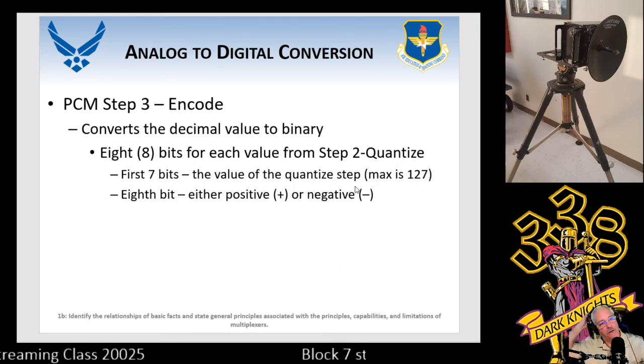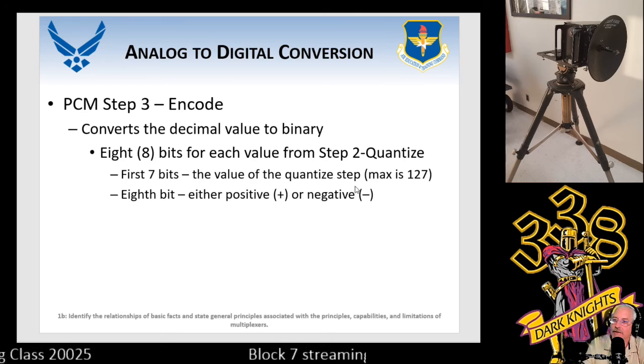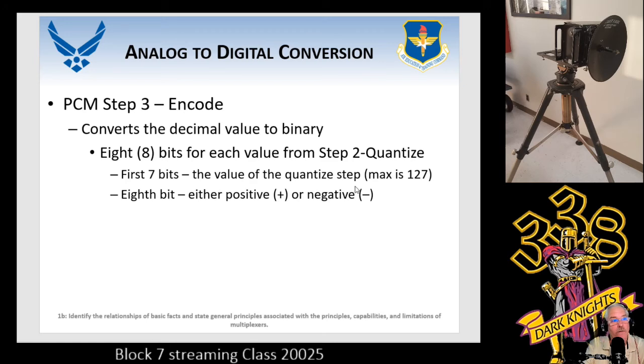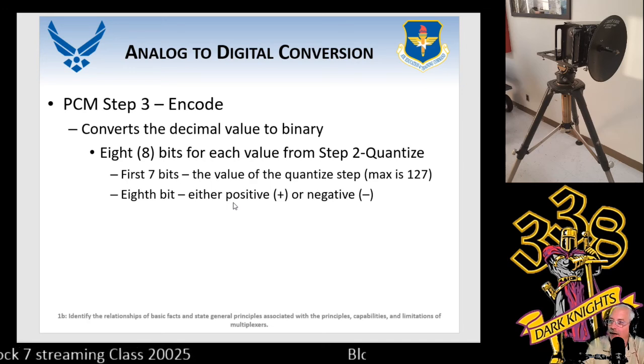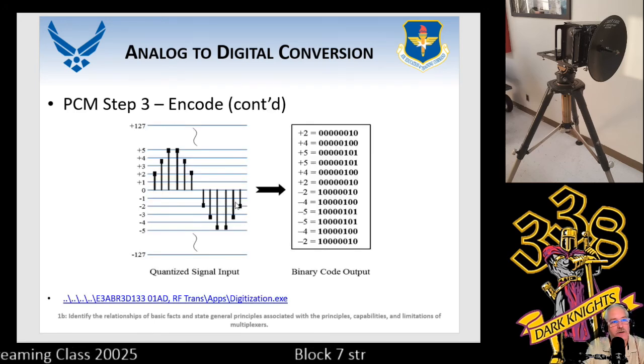The next part is called encoding. So you have sampling, quantizing, and now encoding. There are 8 bits. Wait a minute, I just told you there was 7 on the negative and the positive 127. Interesting. Oh look, the first 7 bits gives us the 127. The 8th bit is going to identify whether it's on the positive side or the negative side. Oh look, we have an 8-bit word. Amazing.